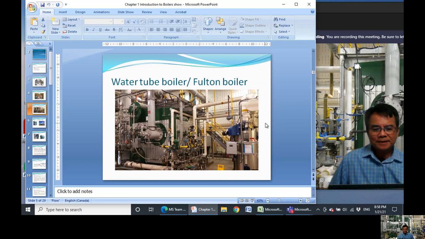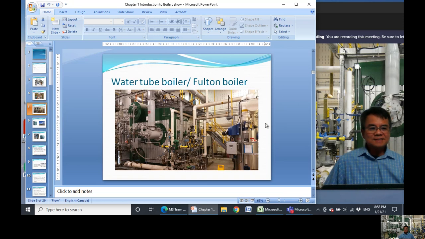Okay, on this picture, on the left, you can see a water tube boiler. And on the right-hand side at the corner there is a tiny little hot water, low pressure steam boiler. The company who makes it is Fulton. The name of the company is Fulton, so most of the time we just call it a Fulton boiler. It is a 5-tube boiler, but there is no 5-tube inside there. There are a couple of big wings in there.